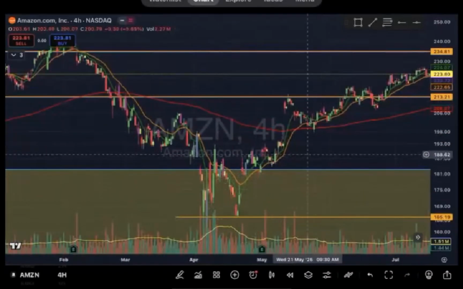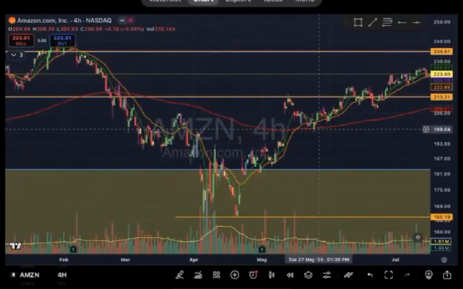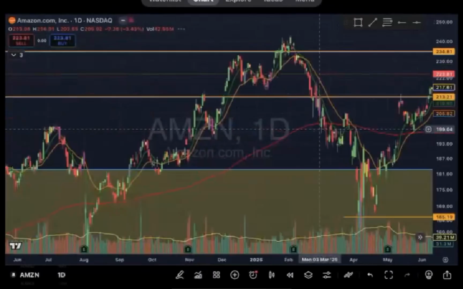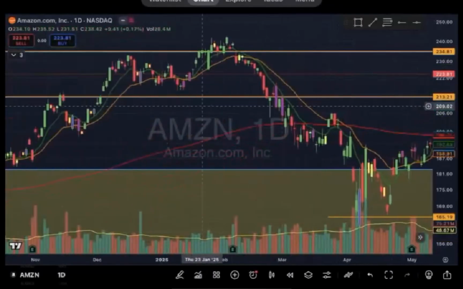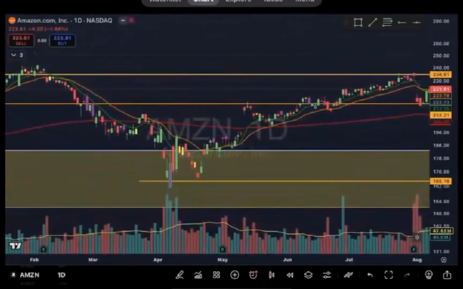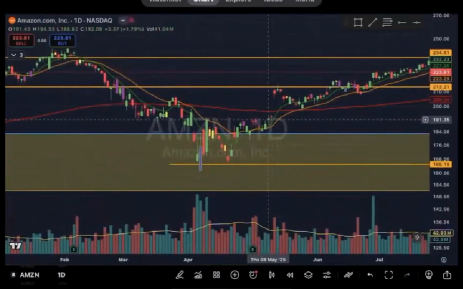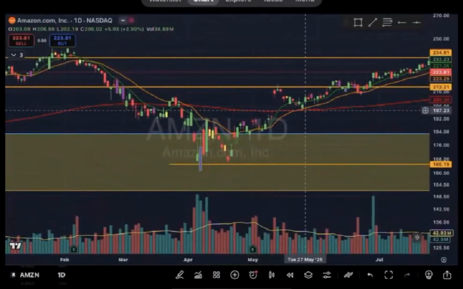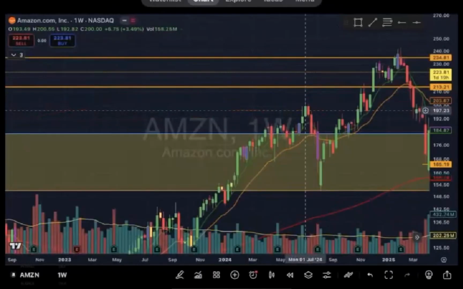Cup and handle, falling wedge, coming back to my 200 EMA on my 4 hour. The daily lined up the same exact way. Same thing, broke through the 200 EMA, coming back to me. The weekly.